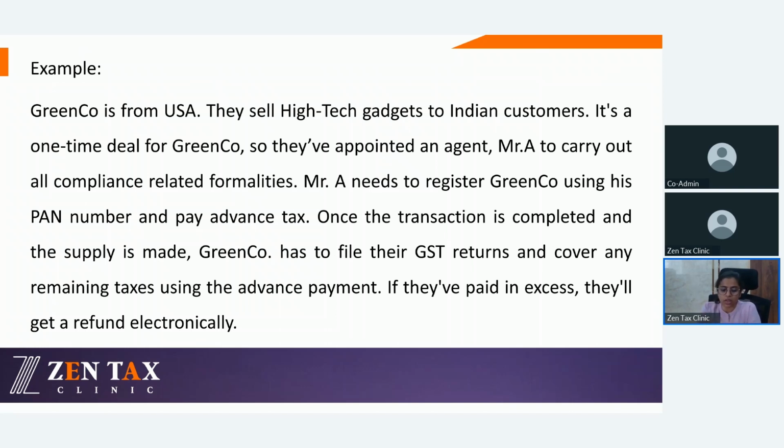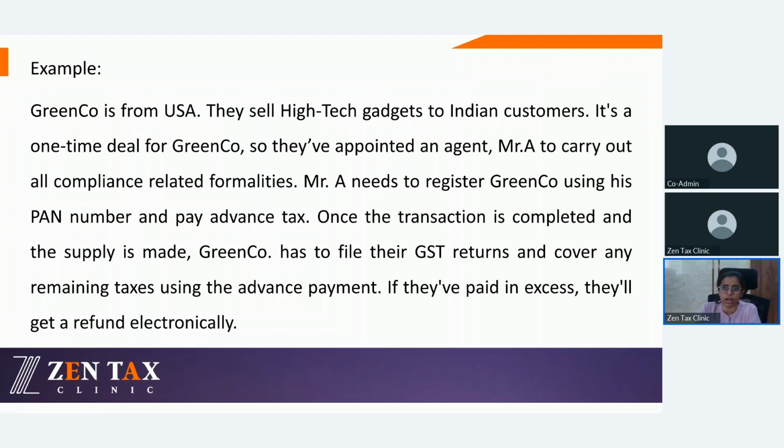In this case, Mr. A has to register this non-resident taxable person with his own PAN number, and he has to pay advance tax. For this, the Green Company has to give their proof as well. But based on this authorized signatory's PAN, he'll have to get registered and pay tax accordingly. Once the transaction is completed, he has to file the GST returns and discharge all of the taxes. So this is with respect to a non-resident taxable person. Suppose you're a non-resident taxable person, then ITC is blocked, and you'll not be able to claim ITC for the same.